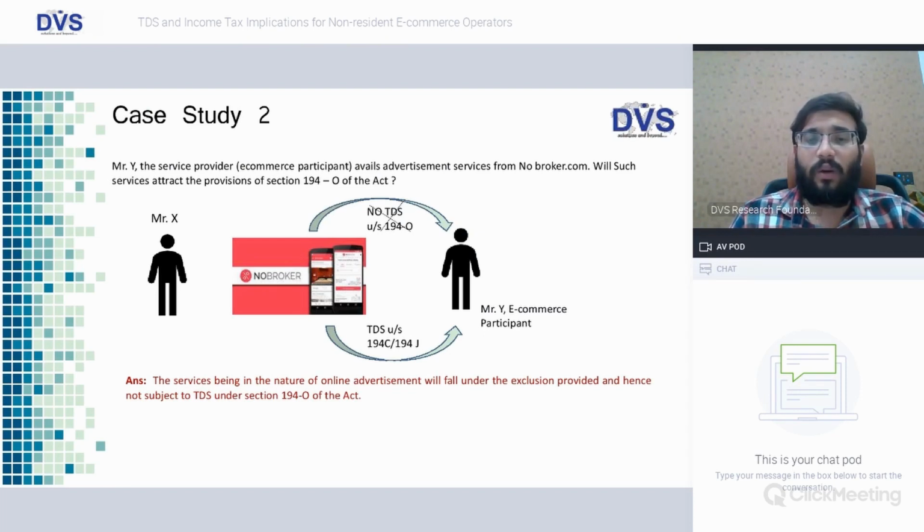Mr. Y, the service provider, avails advertisement from nobroker.com. Will such service attract the provisions of 194O? No, because online advertisement has been squarely excluded from the ambit of 194O.